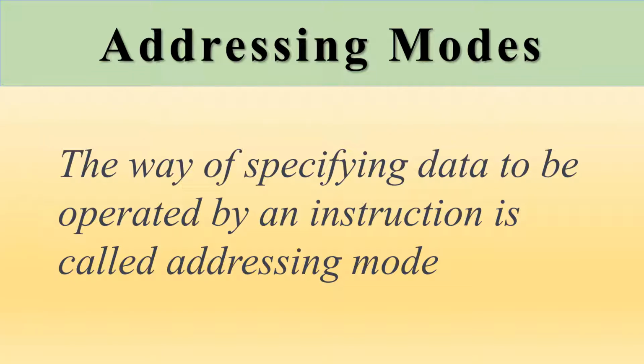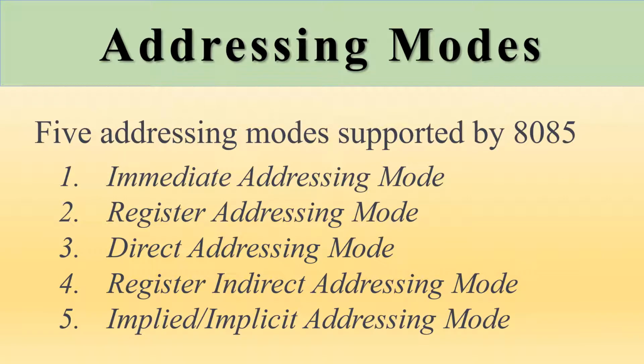This classifies all the 8085 instructions into 5 different addressing modes, and they are the immediate addressing mode, the register addressing mode, the direct addressing mode, the register indirect addressing mode, and implied or implicit addressing mode. So these are the 5 methods by which we address data in the 8085 instruction. Let us talk about each addressing mode in detail and try to understand the various addressing modes of 8085.